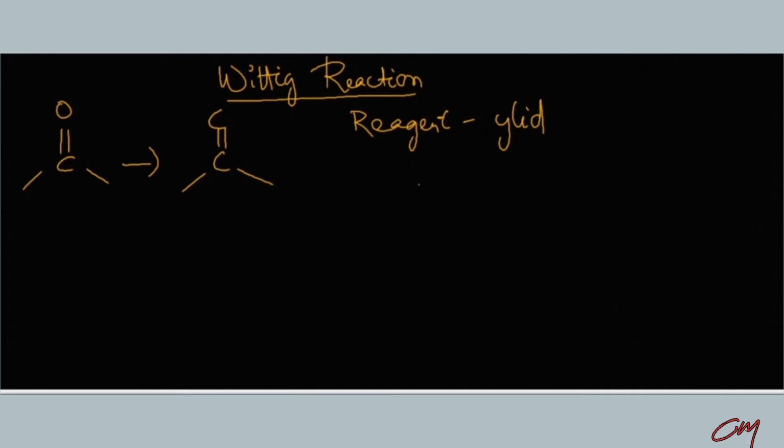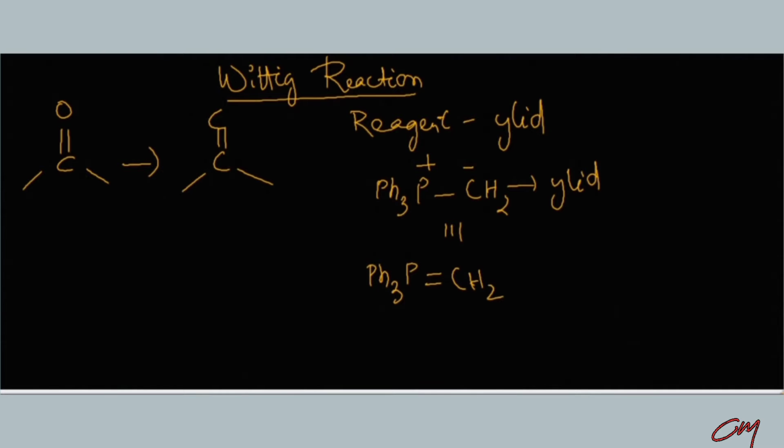Ylide. This is PPh3 CH2. Here it will be plus, and this one will be minus. This is ylide. Now this also exists as PPh3 double bond CH2. These two are resonance forms, and this one is called phosphorane.